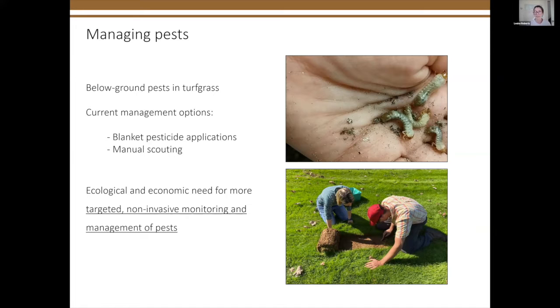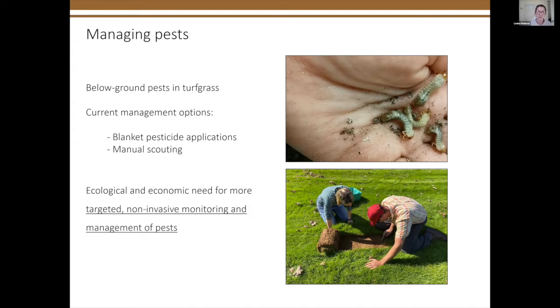And in addition to this, due to the temporal characteristics of many of these pests, many of these applications are mistimed or sometimes applied when they're just not necessary at all. So because of this, we have this need for a monitoring technique to see where and when the pest is present.